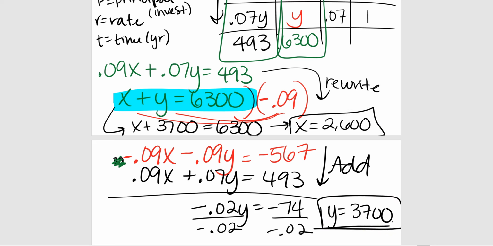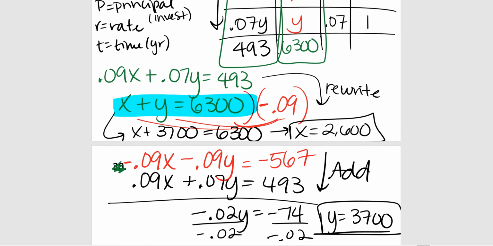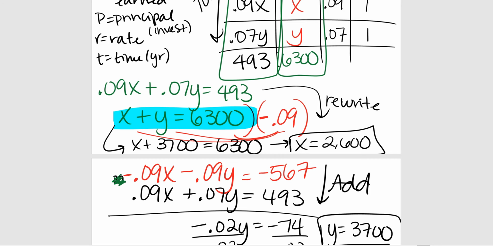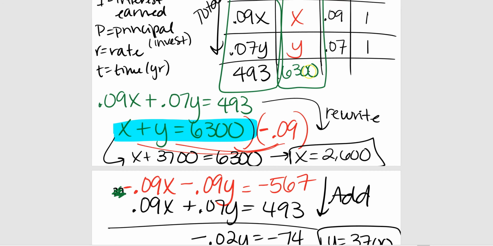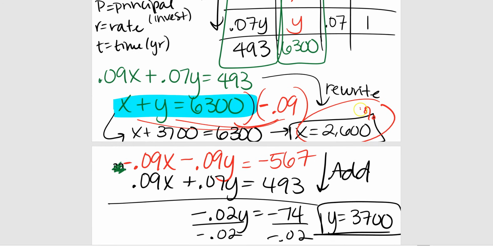Now, again, these are just numbers. The problem is going to ask you how much you invested in each account. This is where it's good to go back to your table, or you need to label it somewhere. X represented how much he invested at the 9% account, so 2,600 is for 9%, and the 3,700 would be for 7%. So it's really important to label what your variables mean when you solve a system of equations word problem.